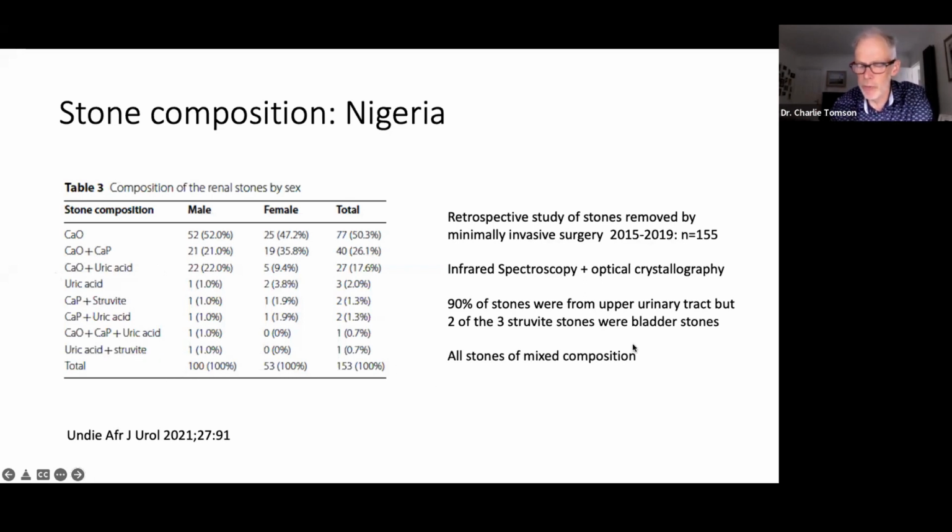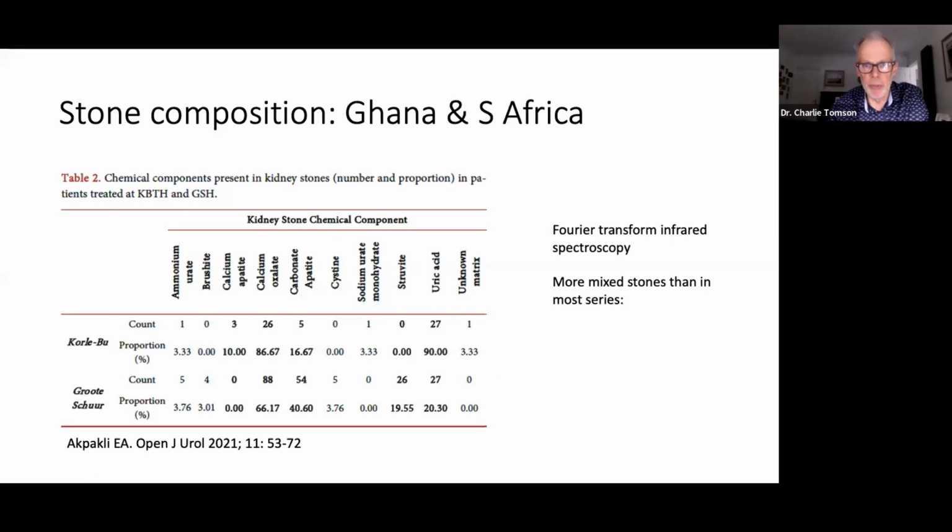Interestingly, all these stones were of mixed composition, which is something that I don't fully understand, because in most series from Europe, most kidney stones are a pure composition of one form or another. And I don't really understand whether that's a methodological issue or a real clinical observation. This is another paper from Ghana and South Africa, again showing mixed kidney stones, but the majority being calcium oxalate.